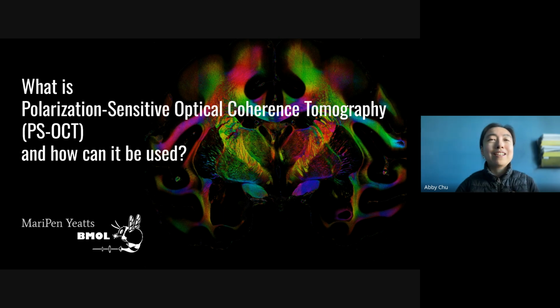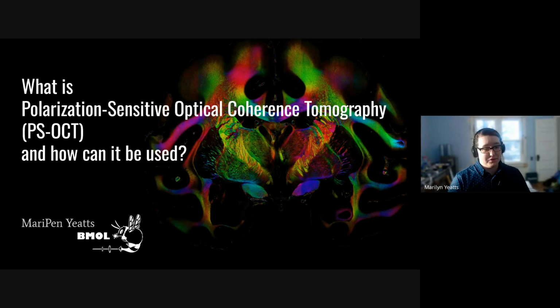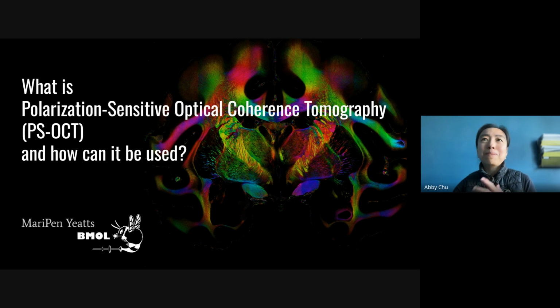Oh, MariPen, go ahead. Technically, it's half of a human brain. It can hold an entire human hemisphere. Yes. Oh, there you go. Entire human hemisphere. And hopefully that has allowed you a piece of equipment and a way to get sections for accurate structural mapping across extended tissue volumes.